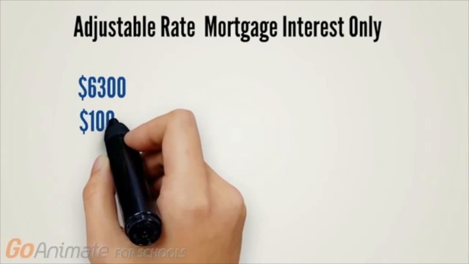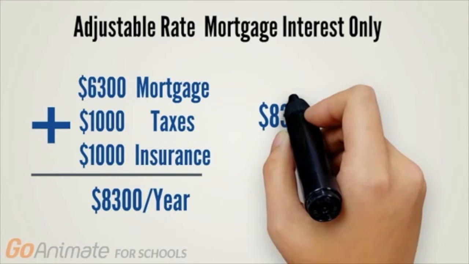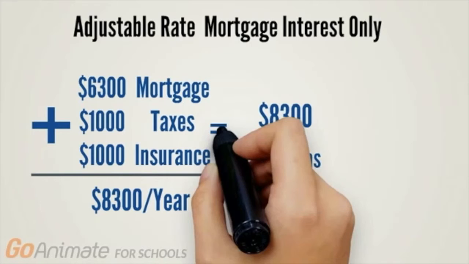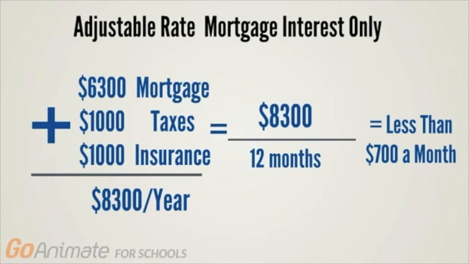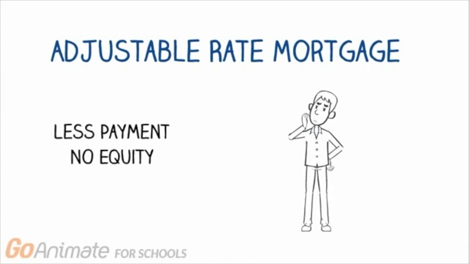You're also going to pay the same taxes and the same insurance. So you're going to pay $1,000 on taxes and $1,000 on insurance. So that's just a little less than $700 a month that you're going to be paying for that adjustable rate mortgage, which is considerably less than what you're paying conventionally. But you're only paying the interest. You have no real equity, no additional equity in that loan. So the ARM is the least expensive in this case of the two mortgages.